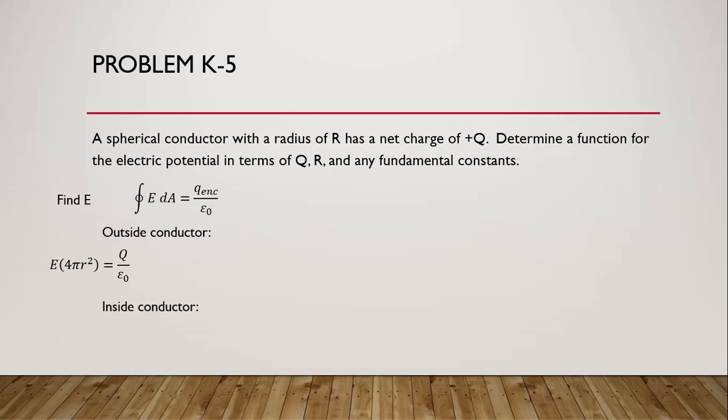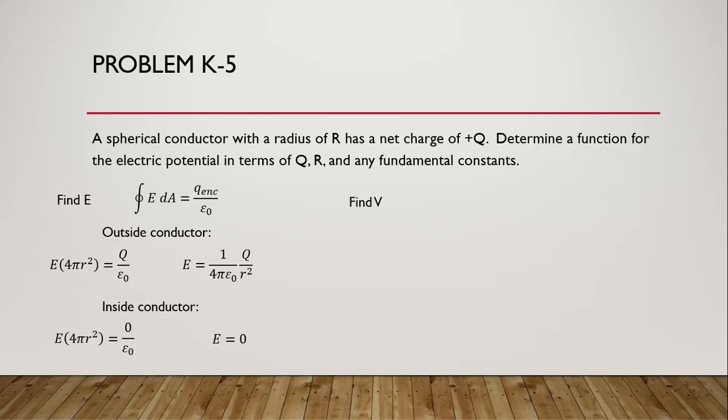Outside the conductor, you've enclosed all the charge Q in the conductor, and so you get E equals 1 over 4 pi epsilon naught times Q over r squared. It looks like a point charge at the center of the sphere. It shouldn't be a shock to you at this point. Inside the conductor is also pretty easy. All of the charge is outside of your Gaussian surface, so you've enclosed zero charge, so the electric field happens to be zero inside the conductor.